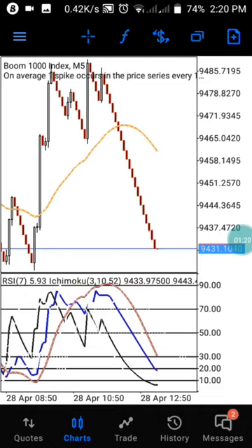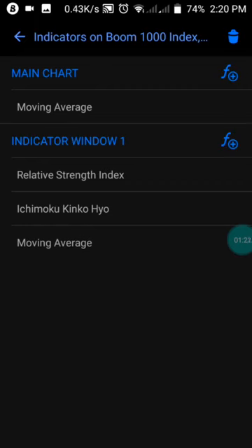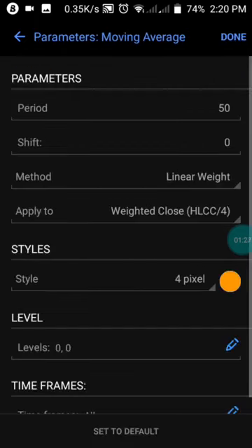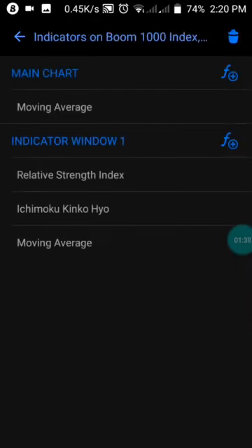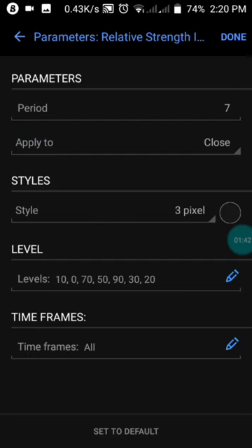Let me show you the settings before I explain what it is. We have the first moving average on our main chart, which is the period of 50. We have the shift of 0, the method to be linear weighted, apply to close, and the style to be in yellow color, so you can choose any color of your choice. So you just screenshot it. I don't want this video to be too long.